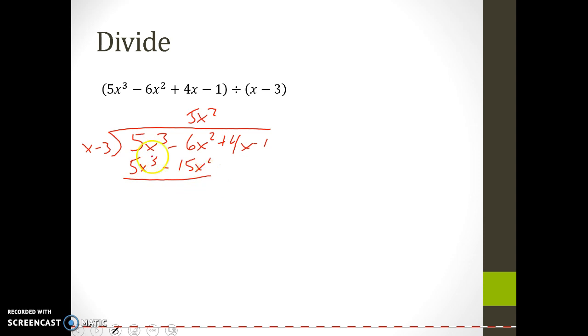So when I subtract, my 5x to the thirds cancel. And negative 6 minus a negative 15 is positive 9x squared. And then I'm going to bring down my 4x.